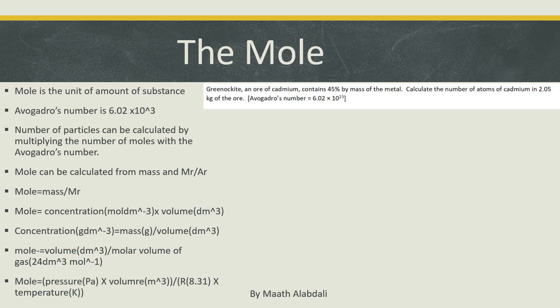Now, we have an exam style question in here. It says that green oxide, an ore of cadmium, contains 45% by mass of the metal. Calculate the number of atoms of cadmium in 2.05 kilograms of the ore. And Avogadro's number is 6.02 times 10 to the power of 23. They give you that in the exam. So first thing is that you have to convert the 2.05 kilograms into grams. 2.05 times 1000 is 2050 grams.